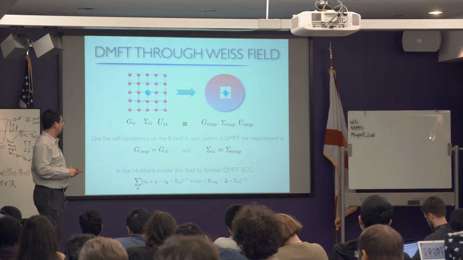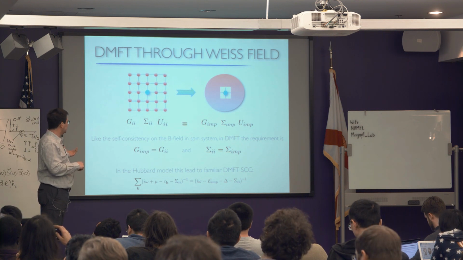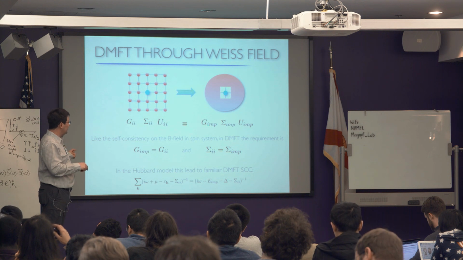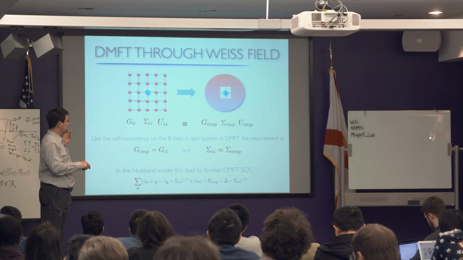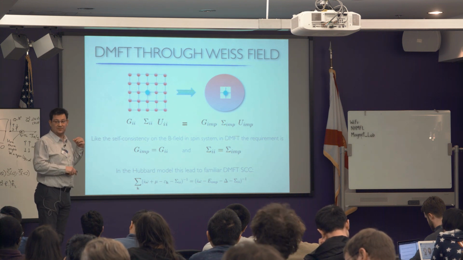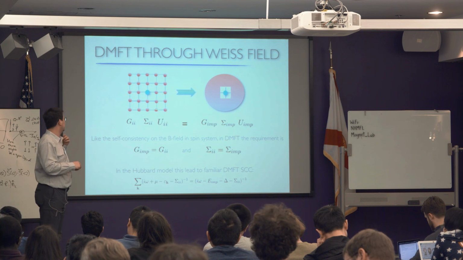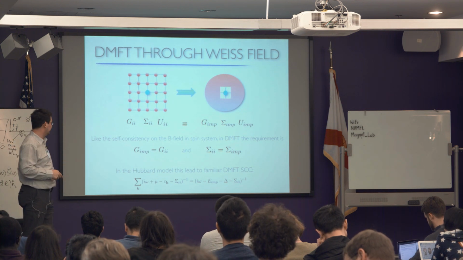Okay, so in particular, the simplest way to look at it is you have to calculate your local Green's function, and then you equate this to the impurity Green's function. In solving the impurity, the impurity Green's function gives you the self-energy on the impurity, and then you use this as your local self-energy, and that gives you then your local Green's function. That's one way to look at it, isn't it?